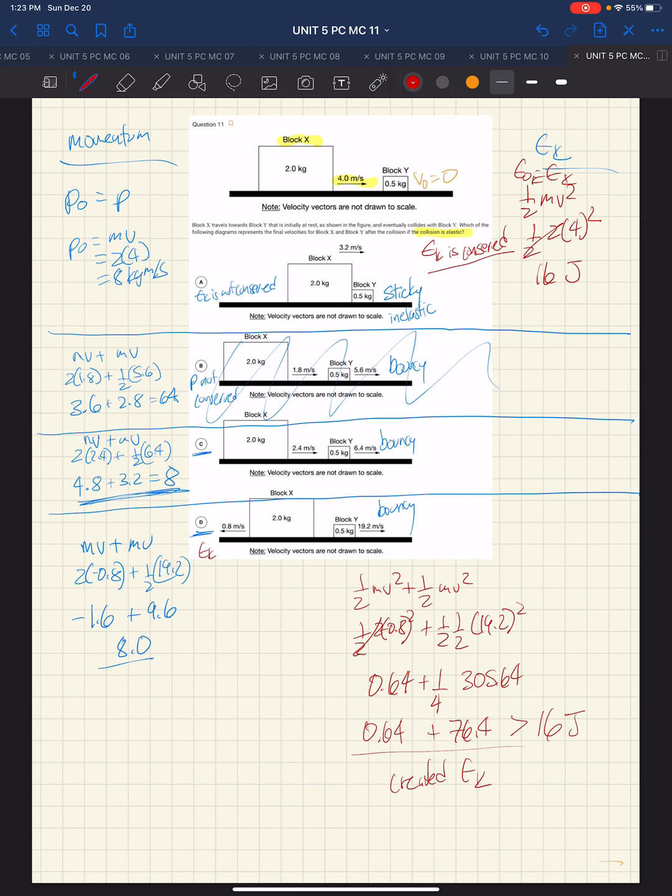So the kinetic energy increases. Not only is it not conserved, it increases. If anything, we would expect it to be lost. So it's a closed system in that case.